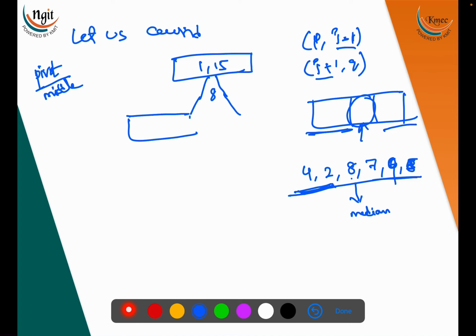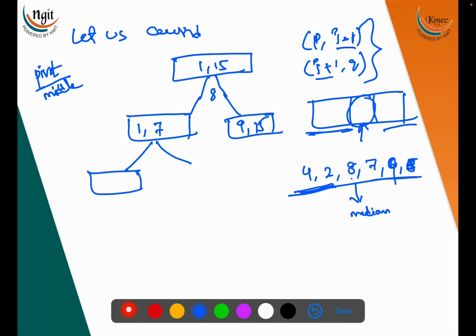So what I have to do is I should go for 1 to 7, and this is from 9 to 15. I should not take 8 as per the algorithm. So now again your median value of 1 comma 7 is what? It will be taken 1 plus 7 by 2, which is 8 by 2, which is 4. Now 1 comma 3 over here, 5 comma 7 over here.